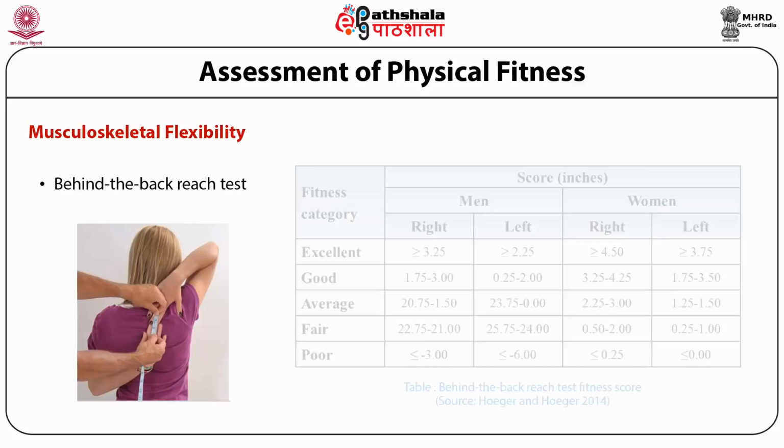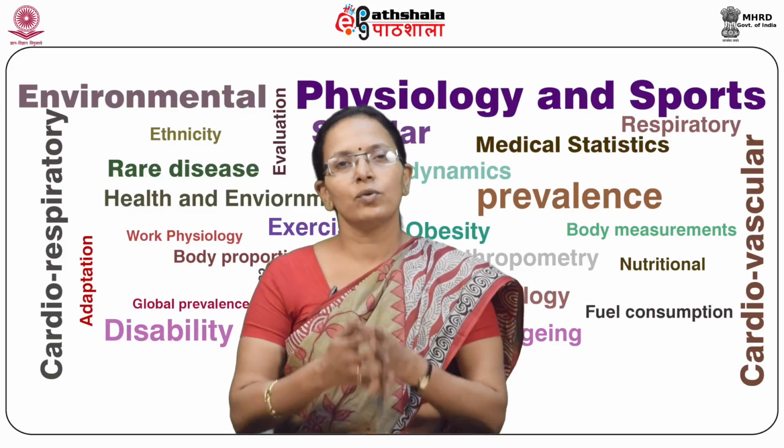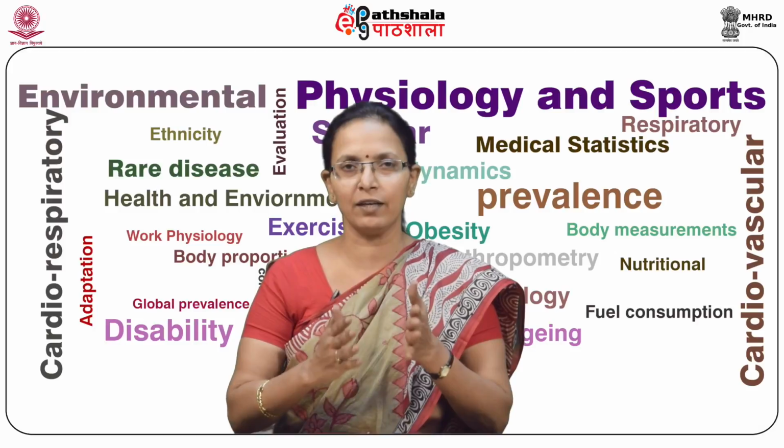We can see from this table that men and women, on the basis of their right and left behind the back reach test, show the fitness level of males and females in different categories. For instance, men with a right behind the back reach test score of 3.25 are shown to be in the excellent fitness category. So students, let's summarize what we have studied so far in this module on physical fitness assessment.